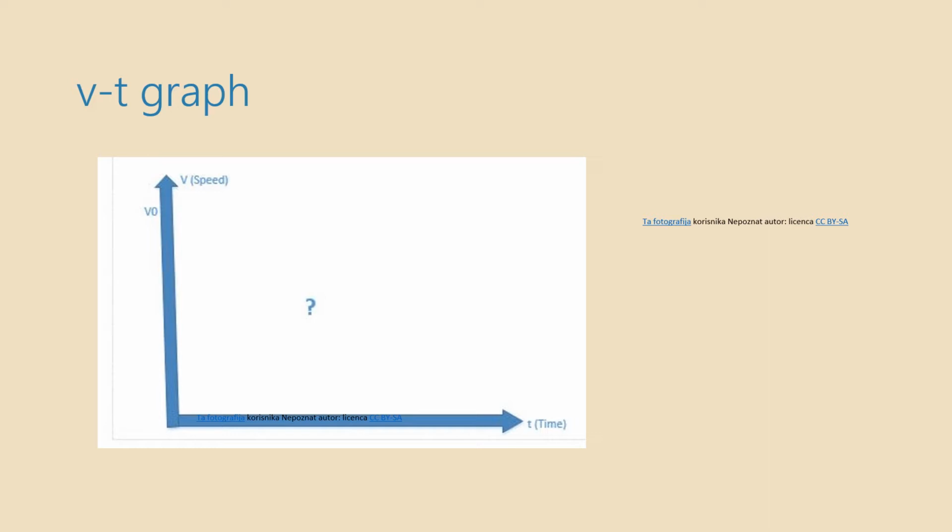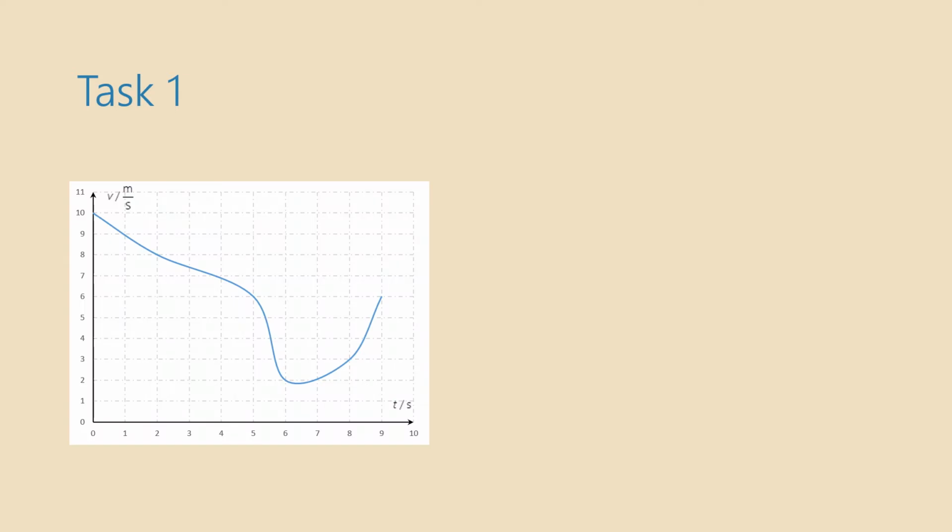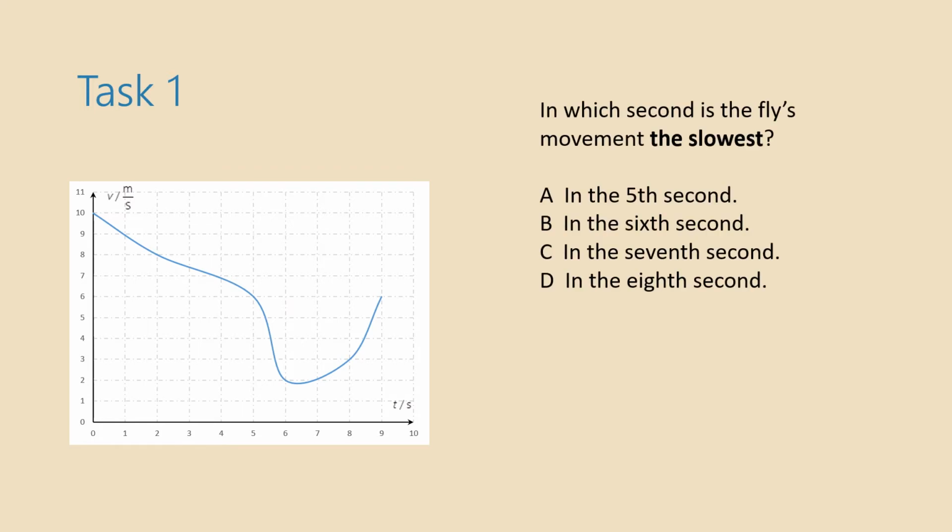In our first task, the object of our interest is a fly. And here is the first task. This graph here shows movement of a fly. Study the graph and answer the first question. In which second is the fly's movement the slowest? Study the graph and choose A, B, C, or D.